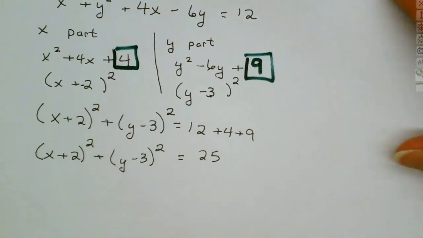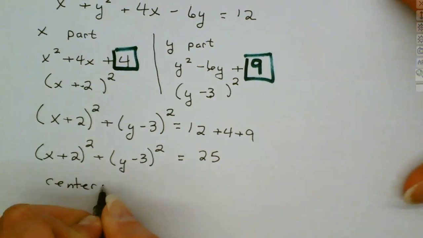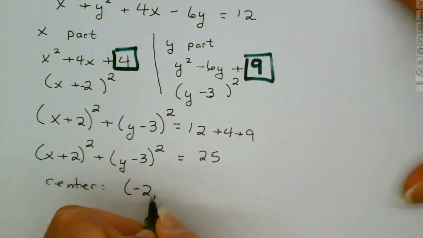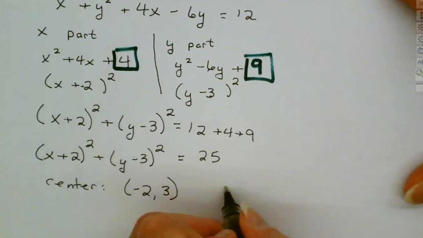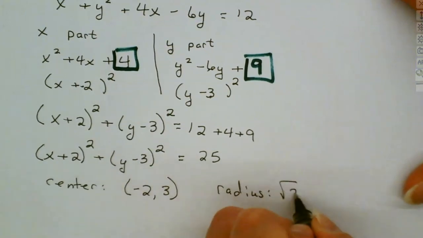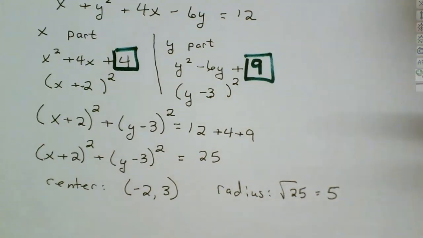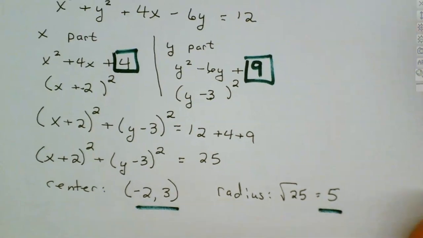And what is my center now going to be? Make sure you switch the signs. So your center is minus 2, positive 3, and the radius, square root of 25, which is now 5. Is everyone okay with the circles now?